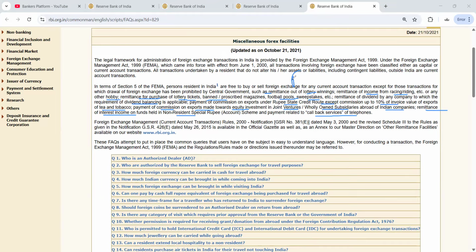So you have to remember these prohibited items, many times these prohibited items are asked for 2 to 3 marks. So you can just remember this, and this point will be very helpful for you in the exam. Other than that, current account transaction rules are there, and let's see these FAQs which are available here.